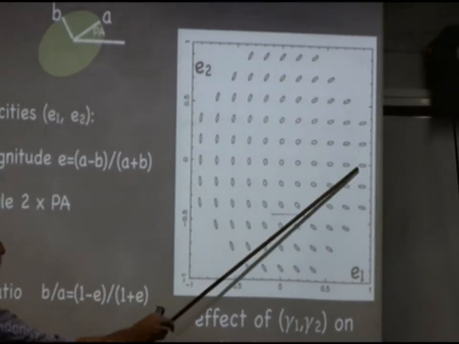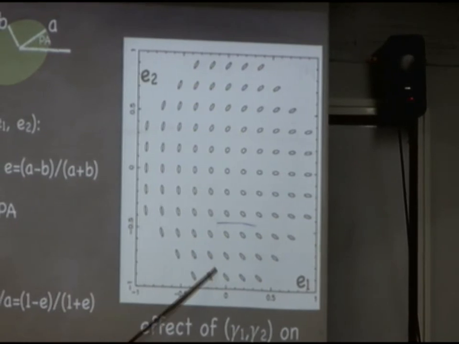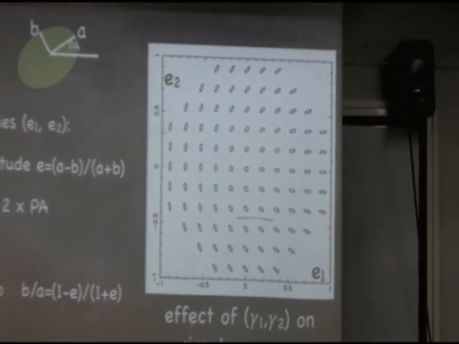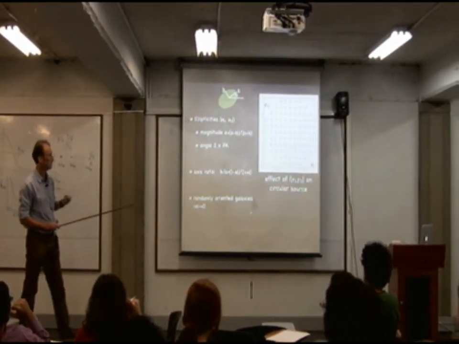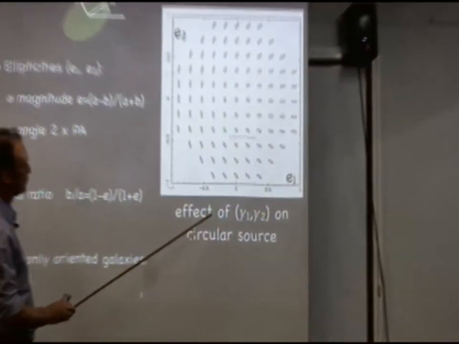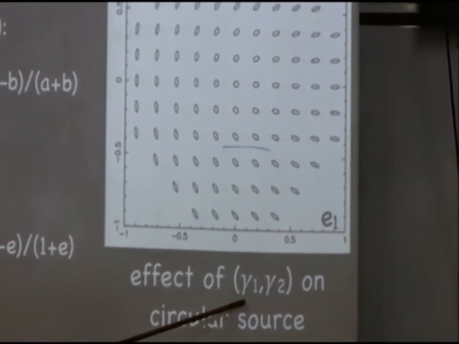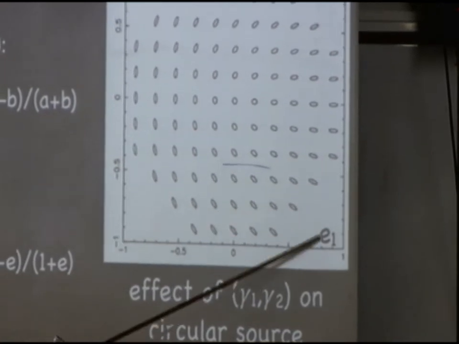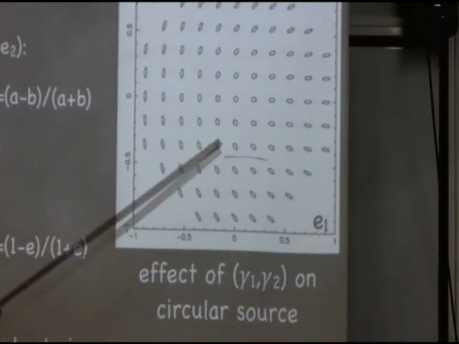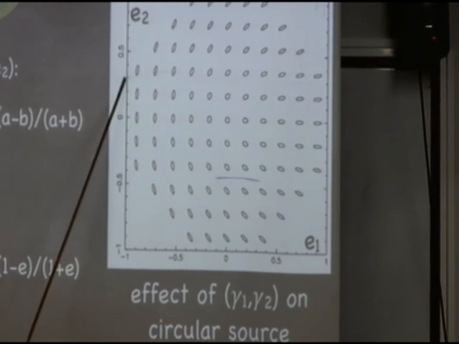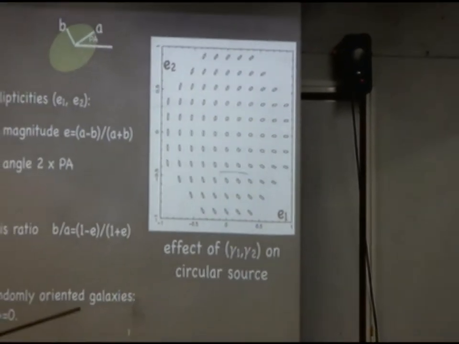Right? So things here on the right are stretched in this direction. On the left are stretched vertically. Here they're stretched diagonally in the positive way. Here they're stretched diagonally in the negative way. And this is actually exactly the effect of a gamma 1 and a gamma 2 operation, shear, on a circular source. So if you take a round galaxy and you imagine distorting it with a gamma 1, gamma 2 distortion matrix like we've seen before in lensing, then you can just replace these E1 and E2 by gamma 1 and gamma 2, and you would get exactly this diagram. So a gamma 1 term stretches things horizontally, a negative gamma 1 stretches things vertically, a positive gamma 2 stretches things diagonally, and a negative gamma 2 stretches them along the other diagonal.